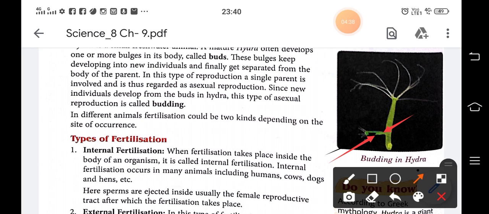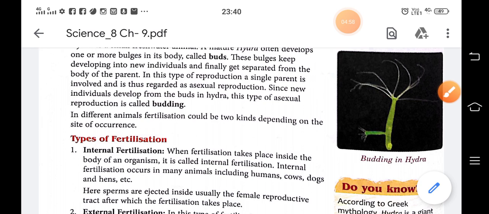On the top of the hydra, the thread-like structures are known as tentacles. And the reproduction in hydra is known as budding.